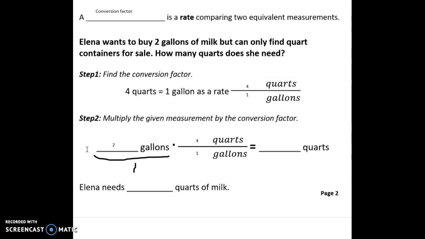And if we cross-simplify, remember when we multiply we can cross-simplify, and that means we can take out whatever they have in common. Well, if we look at 2 gallons on top here and 1 gallon on bottom here, what do they have in common? Gallons. We can take those gallons out. So now we have 2 times 4 quarts. And what is 2 times 4? 2 times 4 gives us 8.